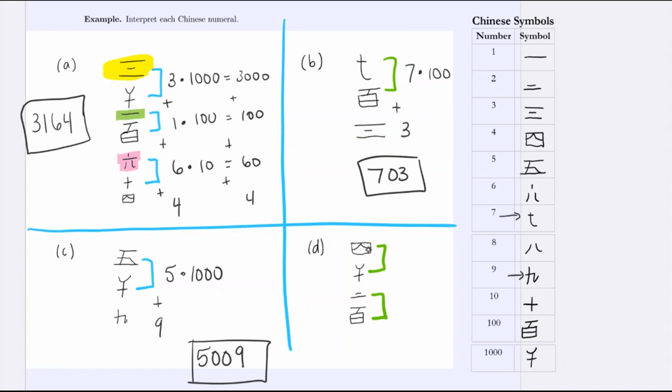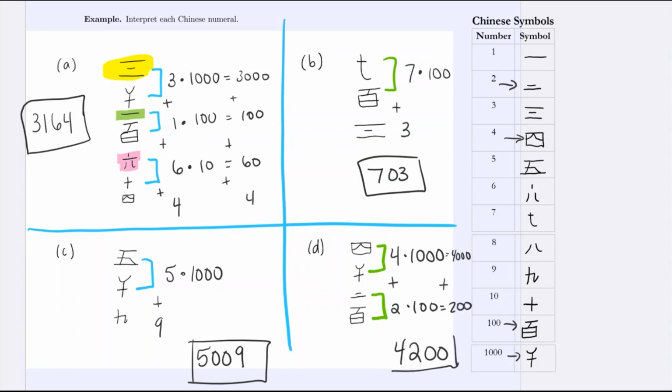We see that we've got the symbol for 4,1000s. So we've got 4 times 1000, which is 4000. Plus, we've got the symbol for 2, and then we've got the symbol for 100. So it would be plus 2 times 100. Altogether, that gives us 4000 plus 200. So 4000 and 200 is our symbol.